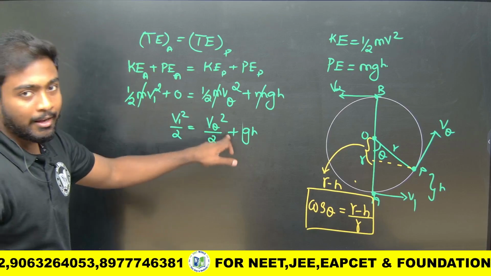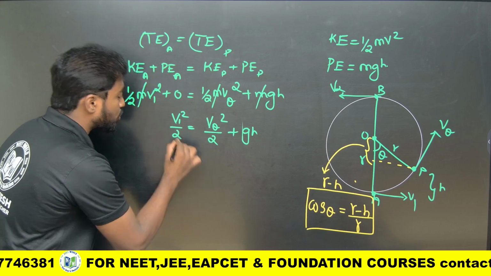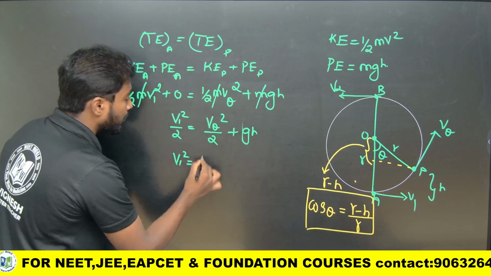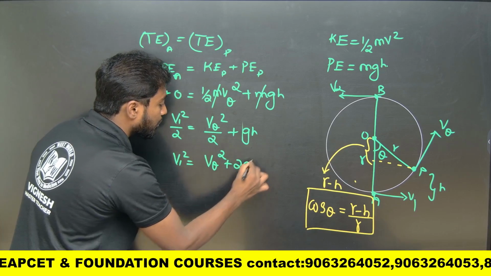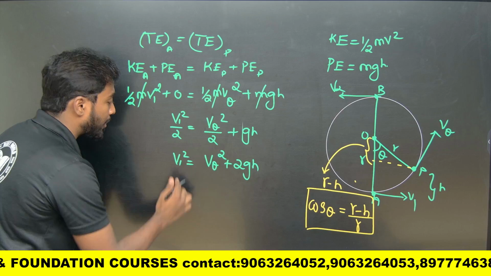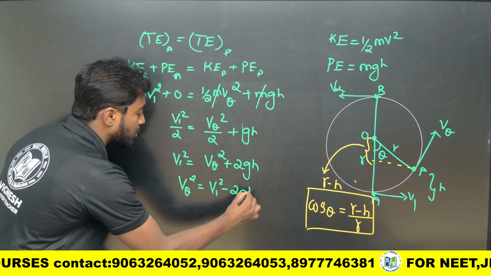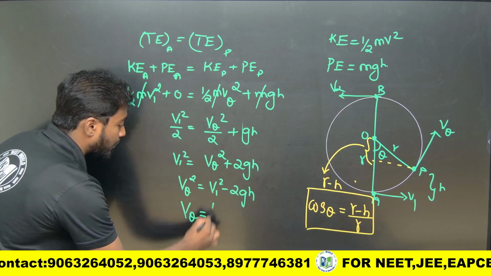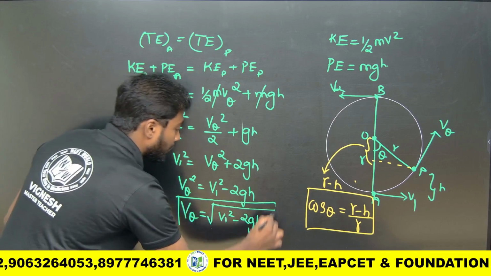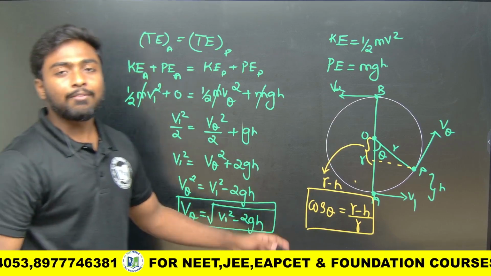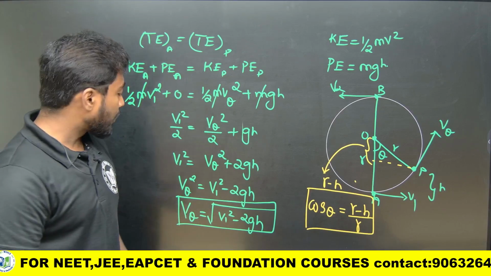I need to find v theta, so keep v theta on one side and the remaining terms on the other side. Multiplying by 2, the 2 gets cancelled: v1 square is equal to v theta square plus 2gh. Keeping v theta on one side, v theta square is equal to v1 square minus 2gh. So v theta will be under root of v1 square minus 2gh. This is my velocity at any point of the vertical circle.